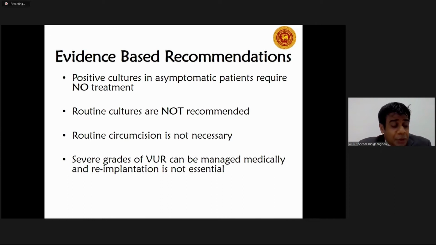And you can utilize the practice of double voiding or triple voiding so that the refluxed urine is voided, and this can prevent reimplantation and recurrent infections. So you need reimplantation only if there are troublesome urinary tract infections despite this medical management.